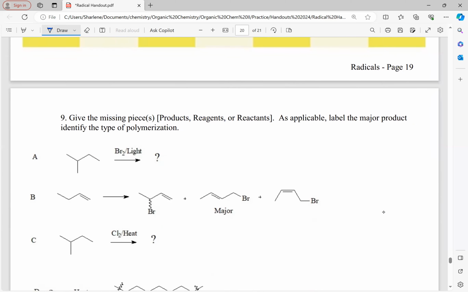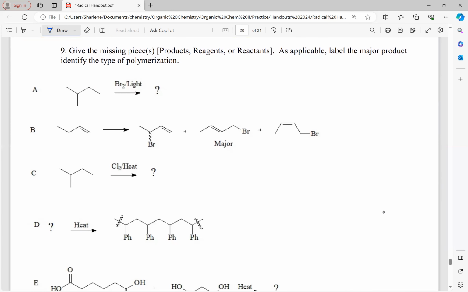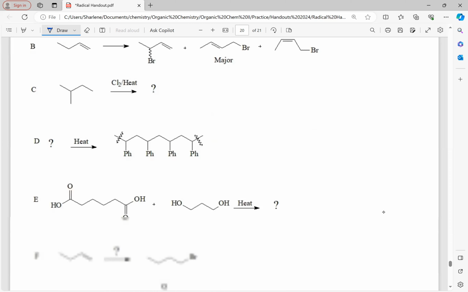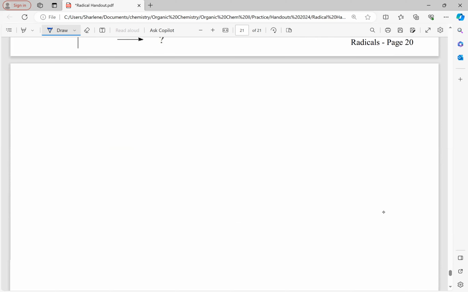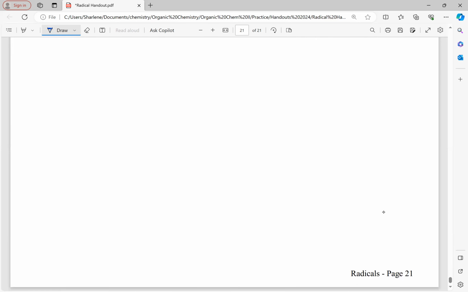All right, and here is the ultimate question. Everything I've talked about, here's what's important. Of course, you have to know the terminology, but can you do these reactions and use the correct terminology for them? And that ends our discussion on radicals.